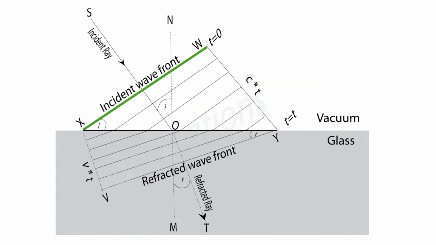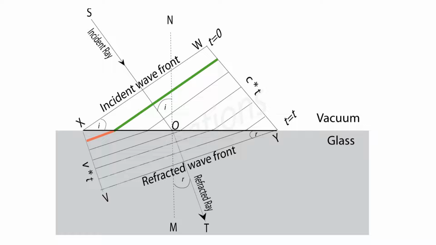This diagram shows the cross-section XW of the wavefront on the plane of the screen. The ray, which is perpendicular to the wavefront, is in the plane of the screen. The wavefront moves in vacuum with the speed c. Let us see what happens when the wavefront enters another medium, say glass, at an angle I. As the wavefront enters the glass, a section of the wavefront will be in glass and the rest will be in vacuum. These two sections will travel with different speeds.